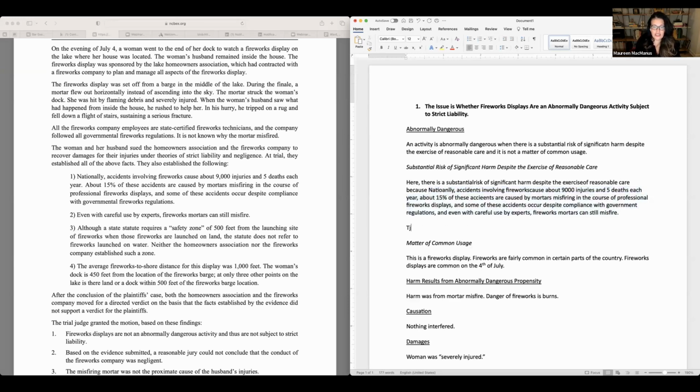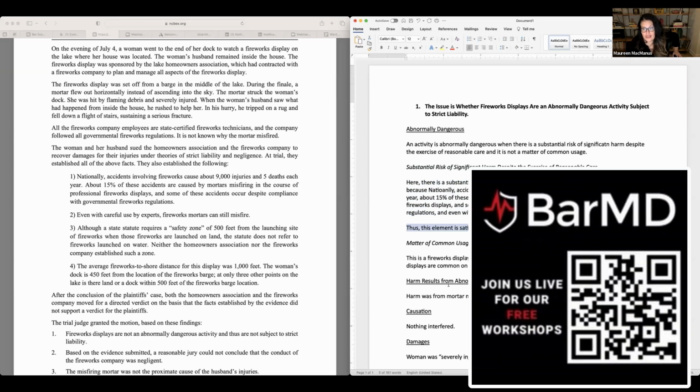Thus, and here, that's a long element, so I can just say, thus this element. I have to really hit it every time. This element's satisfied. So that's why you put the facts in. And sometimes I'm like, you know what, this is fairly self-explanatory, I'm not even going to put the rule there. Just put in my analysis. This is the way to do your essays, and this is a way to actually finish essays.